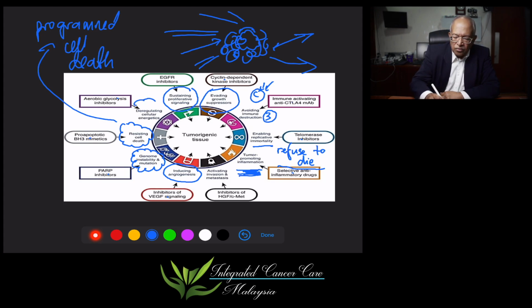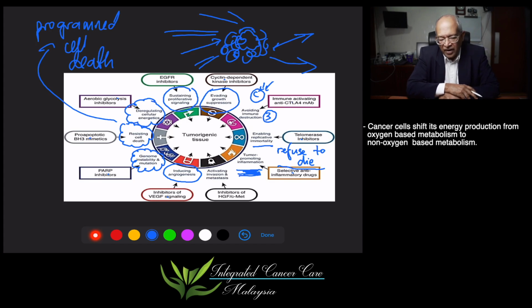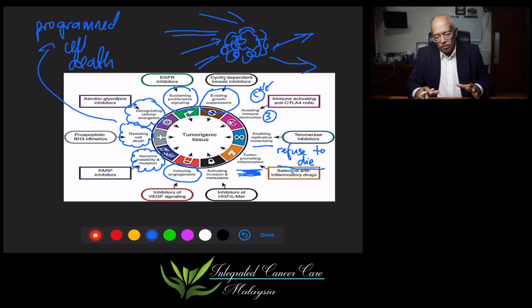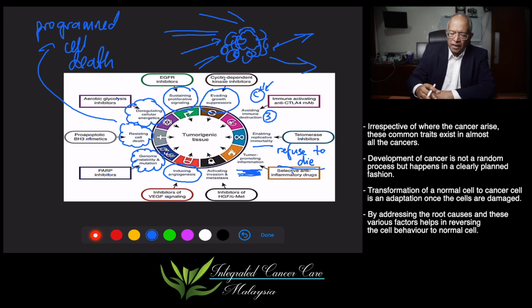And this is a very clever adaptation. The cancer cell starts to shift its energy production from an oxygen-based metabolism to a non-oxygen-based metabolism. So what we find is that irrespective of where the cancer arises, they share these common traits. These common traits are similar to all cancer cells.